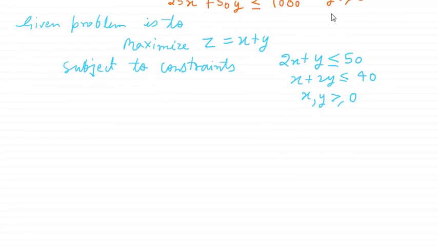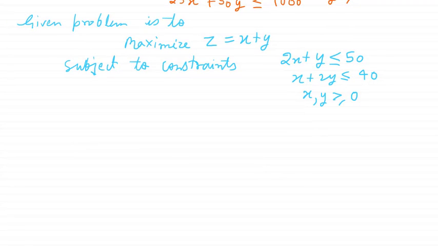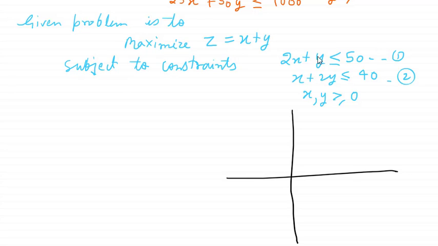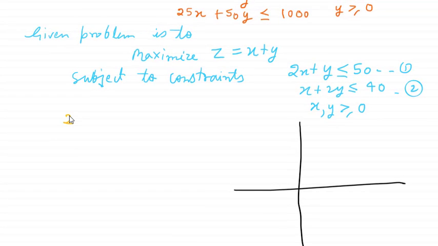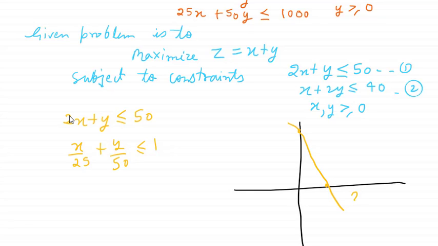So now we will draw the graph for these. So here this is our first equation, this is our second equation. First I'm making the graph for our first equation, that is 2x plus y less than or equal to 50. So here we will get x by 25 plus y by 50 less than or equal to 1. I'm drawing roughly so you can make it. So here this point is 25, 0 and the other point is 0, 50. I'll just write the equation also: 2x plus y is less than or equal to 50. So this will be our first equation.